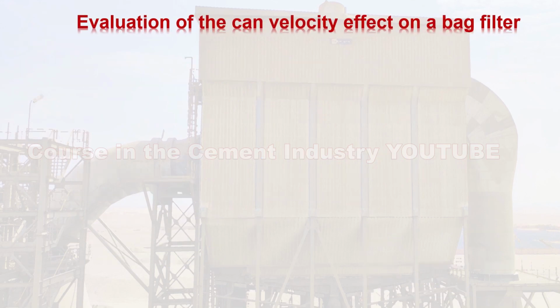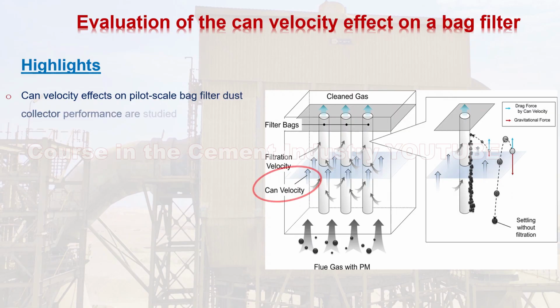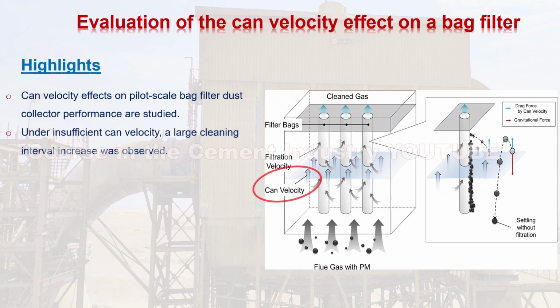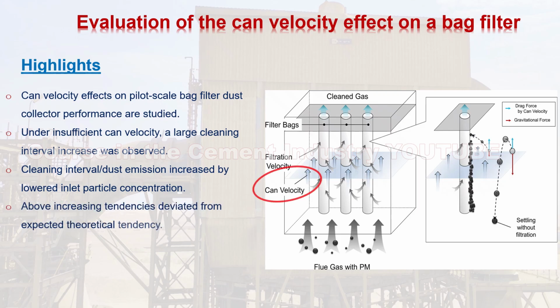Evaluation of the can velocity effect on a bag filter. Highlights: can velocity effects on pilot scale bag filter dust collector performance are studied. Under insufficient can velocity, a large cleaning interval increase was observed. Cleaning interval and dust emission increased by lowered inlet particle concentration. Above increasing tendencies deviated from expected theoretical tendency.